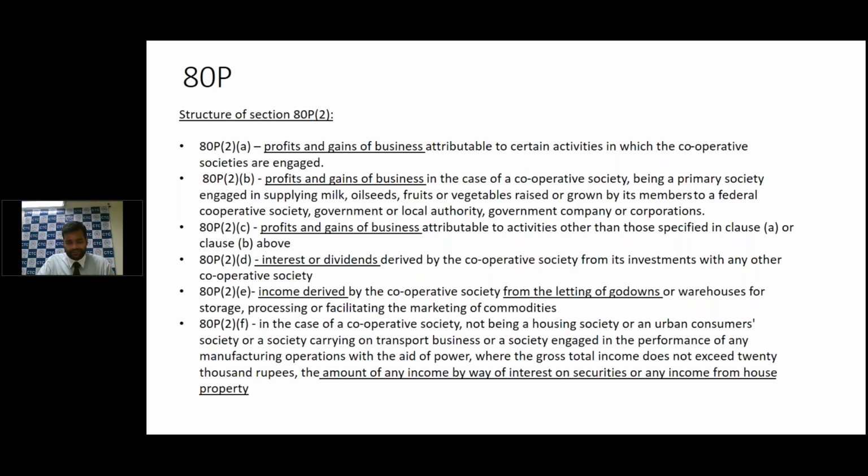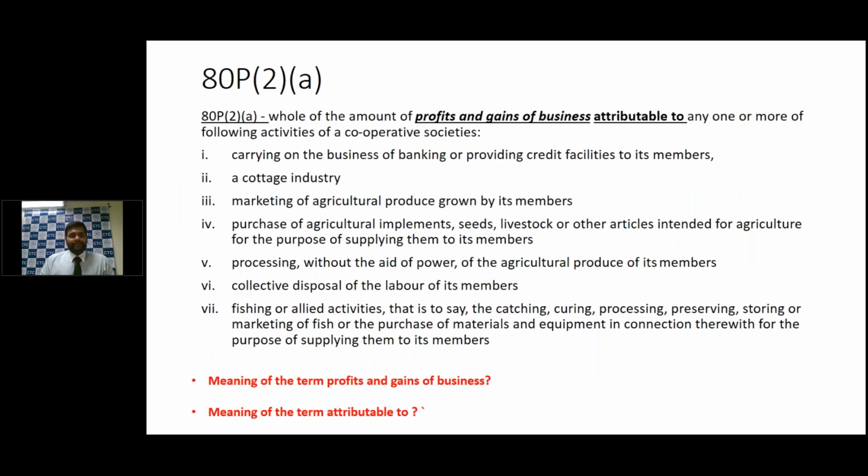With this background in mind, now let us proceed to the provisions of section 80P(2)(a). 80P(2)(a) allows deduction of the whole of the amount of profits and gains of business attributable to any one or more of the following activities of a cooperative society: carrying on business of banking or providing credit facility, cottage industry, marketing of agricultural produce of its members, purchase of agricultural implements, seeds, livestock, or other articles intended for agriculture for the purpose of supplying them to its members, processing without the aid of power of agricultural produce of its members, collective disposal of labour of its members, or fishing or allied activities.